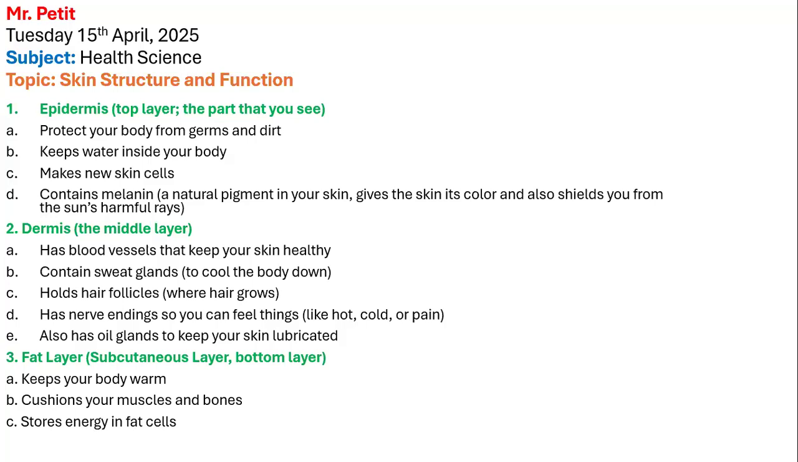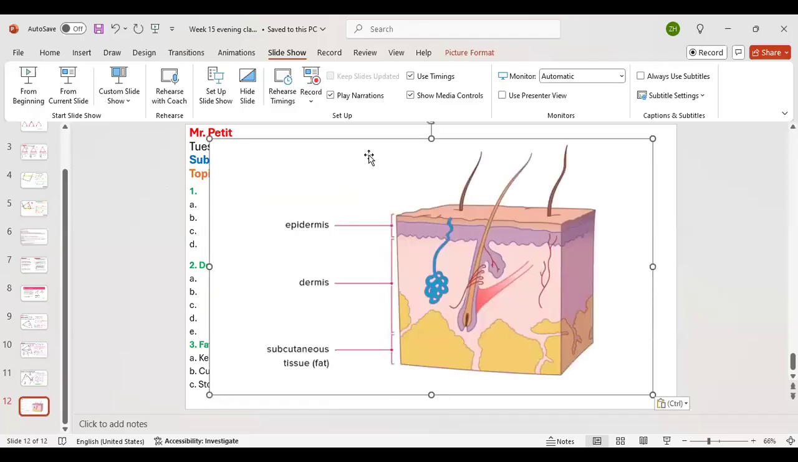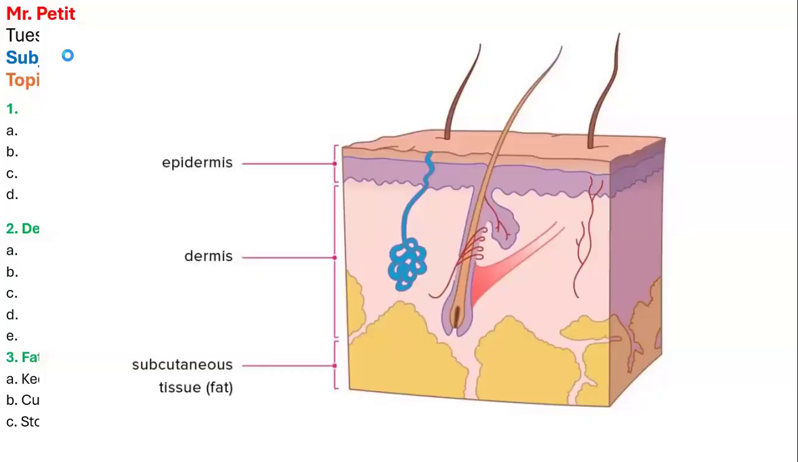Okay, and so let me show you all a picture that basically summarizes everything we just talked about. This is the layers, right? The first layer is the what? This is the epidermis. Very good. This is the top layer, the part that we can see. The next one is the dermis. That's the middle layer. And then the bottom layer is the subcutaneous layer, or fat layer, or subcutaneous tissue.